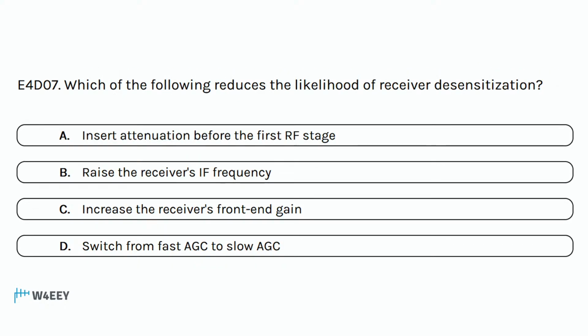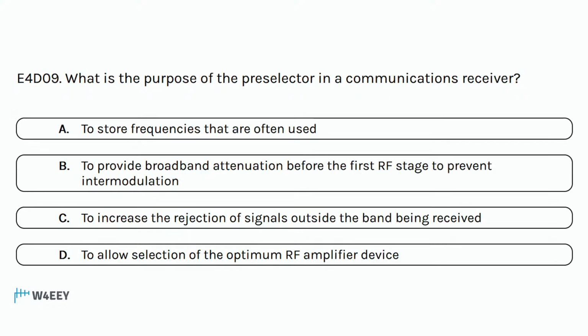And which of the following reduces the likelihood of receiver desense? It's counterintuitive. A. Alpha. Yeah, you insert attenuation. So what is the purpose of the preselector in a communications receiver?